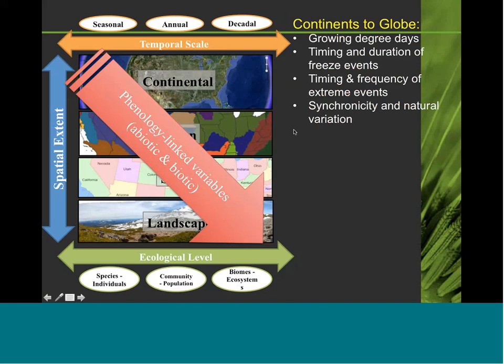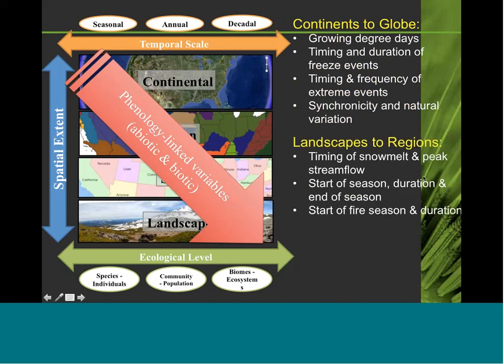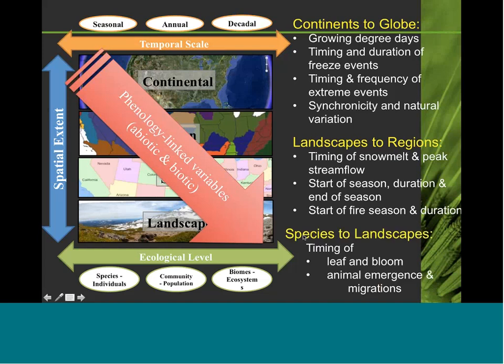synchronicity, and natural variation. At the landscape to regional level, you might consider the timing of snowmelt and peak streamflow, the start of season and duration of season. This can be derived from remote sensing using NDVI metrics, for example, and also the start of fire season and duration of fire season. At the species to landscape level, you might be interested in the timing of leaf and bloom or the timing of animal emergence and migrations.